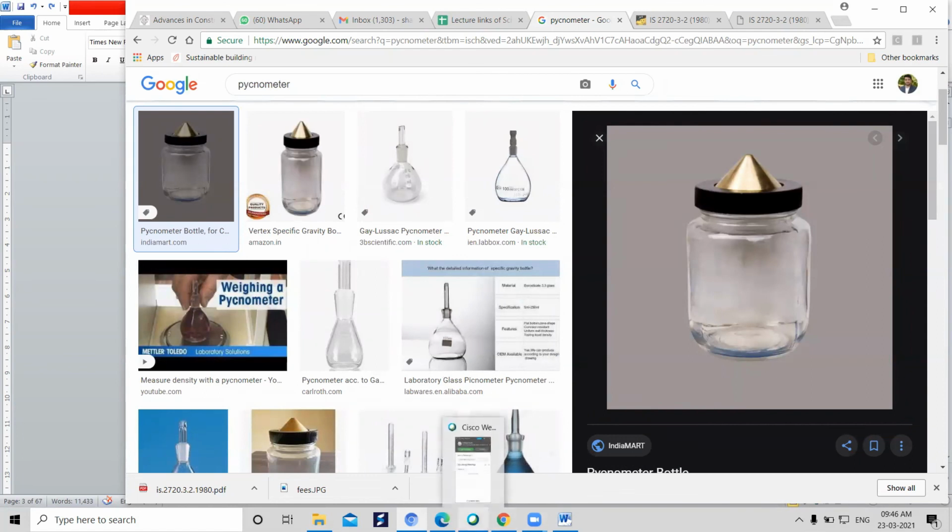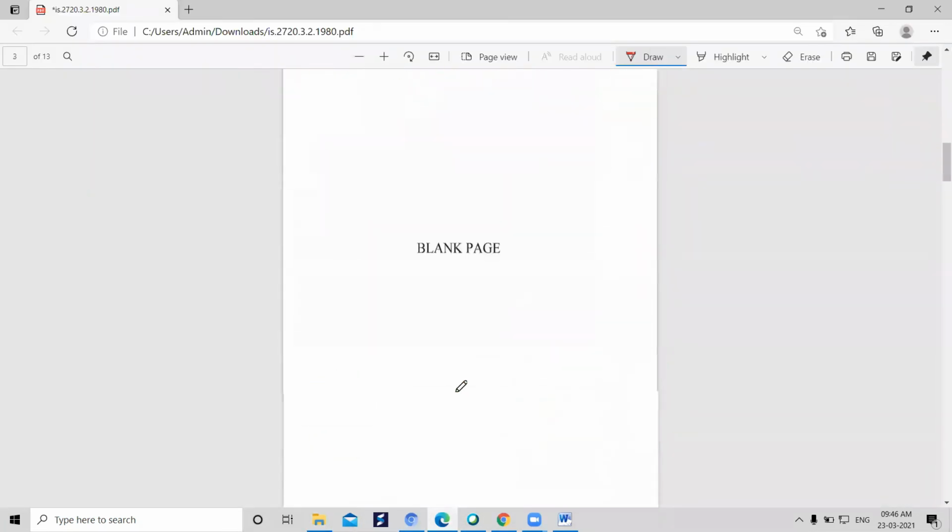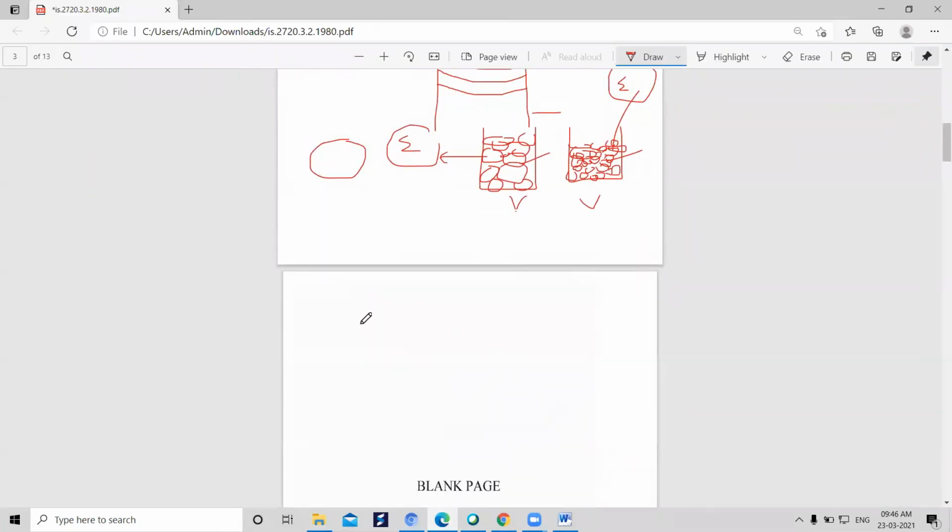Then as per the IS code, in the classification of soils, it has been mentioned over here. Please listen carefully. This is your sieve. Which sieve is it? The sieve number is 4, and I'll be writing it as 75 micron IS sieve.